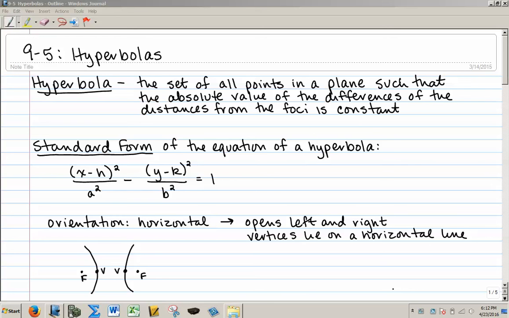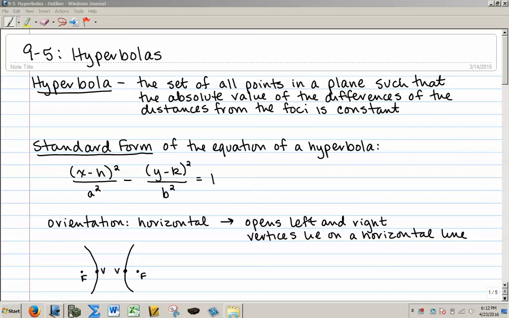Section 9.5 is on hyperbolas. A hyperbola is the set of all points in a plane such that the absolute value of the differences of the distances from the foci is constant. That's pretty complicated. Let's just worry about how to draw one.